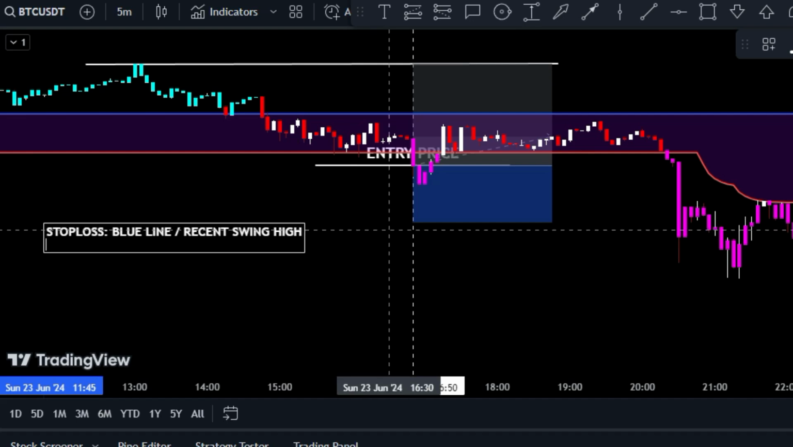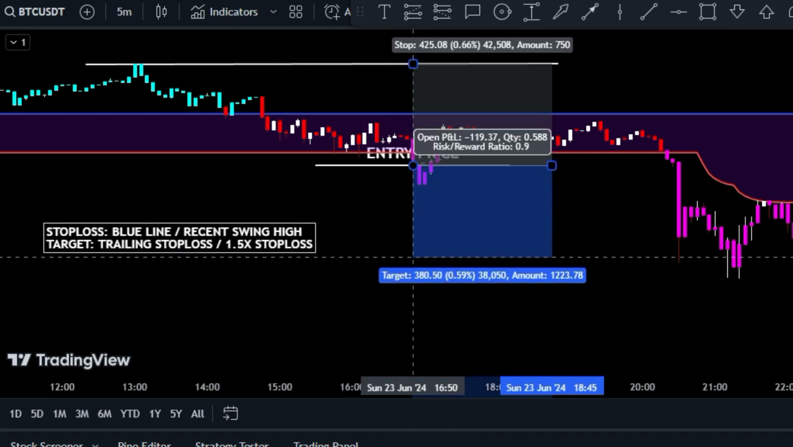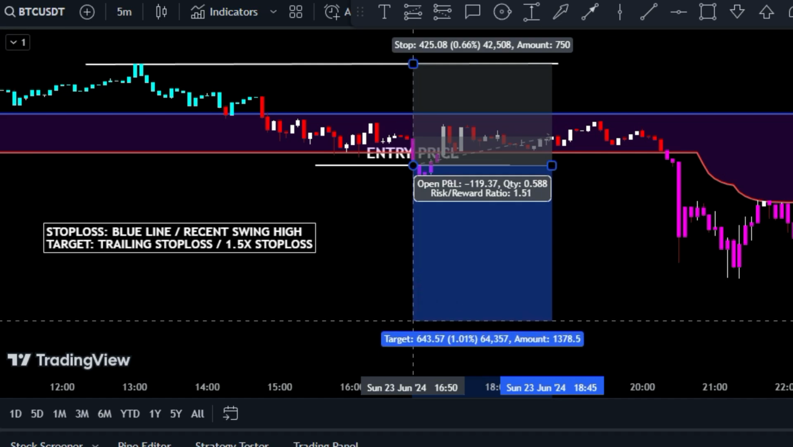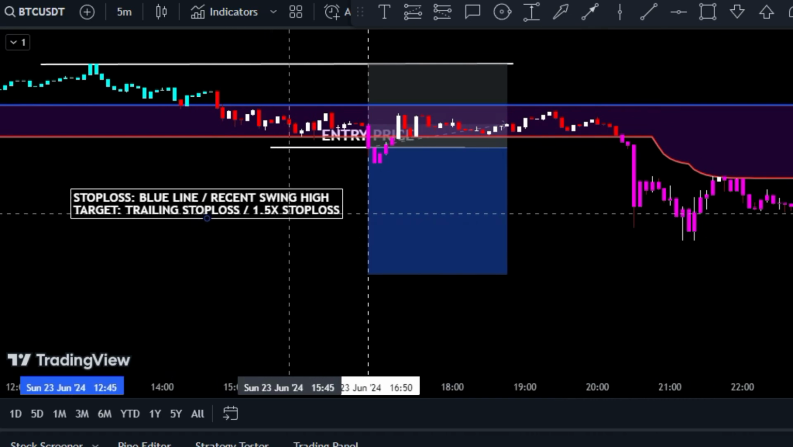Now let's talk about setting a profitable trade target. You have a couple of choices here. Use the blue line of the HLOTT indicator as a guide to trail your stop loss. It's like following a treasure map to trading success. Or set your target at 1.5 times the distance between the entry level and stop loss level. Think of it as aiming for a bigger reward with a calculated risk.